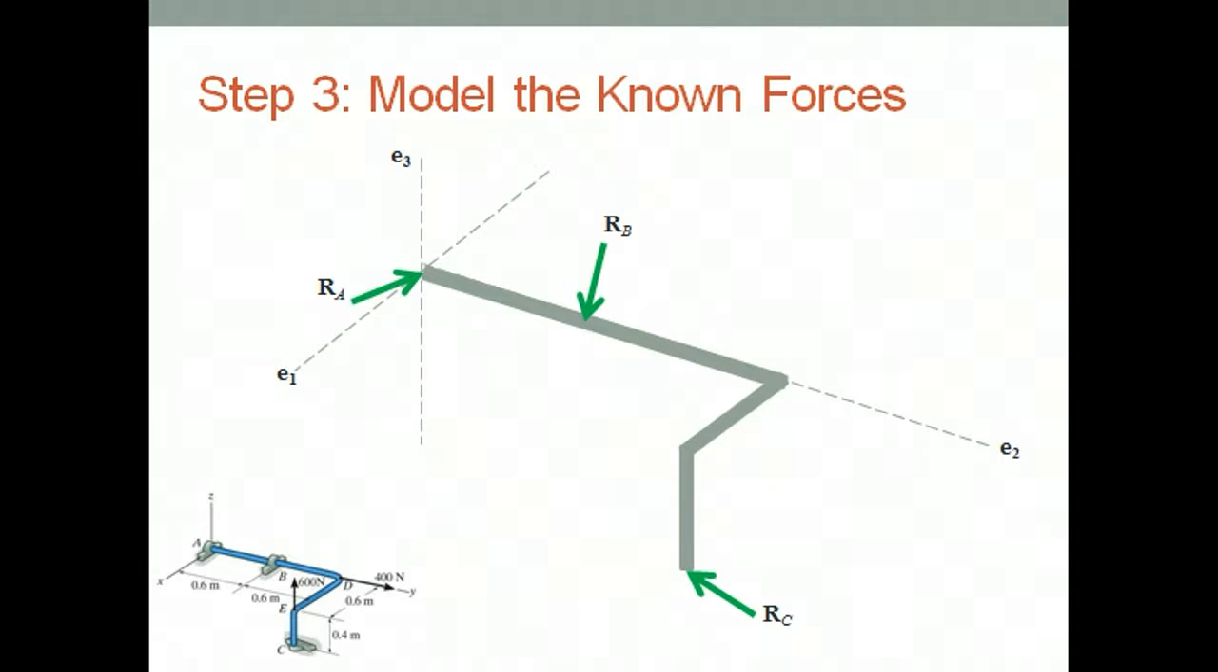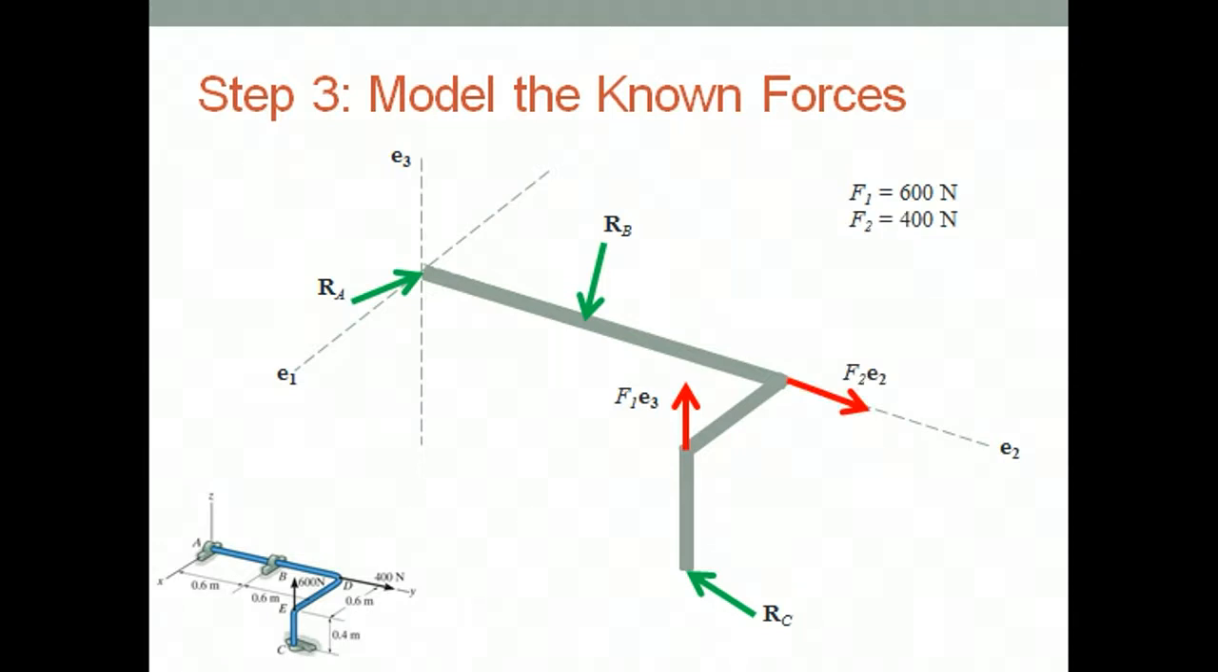Now we can model the forces at D and E. At joint E, there is a 600 Newton force in the positive E3 direction. To represent this, we draw a force vector, where the magnitude is italicized and the direction vector is bolded. In this case, F1 is equal to 600 newtons.